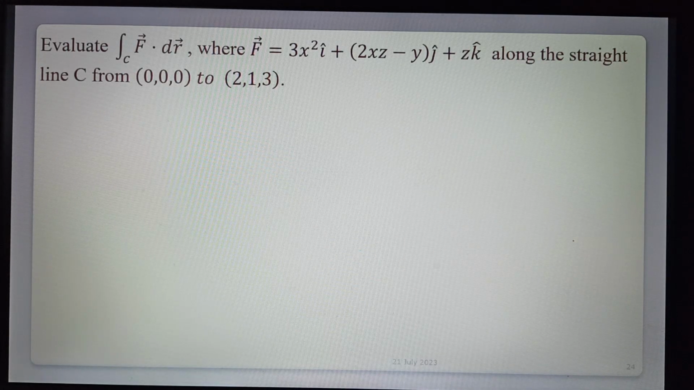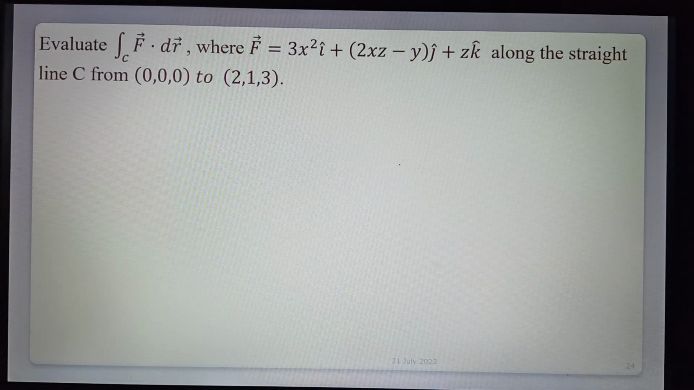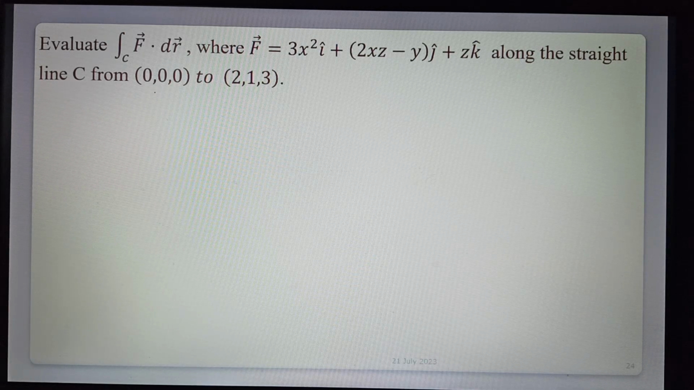So next one, evaluate the integral of F bar dot dr bar, where F bar is equal to 3x square i plus (2xz minus y) j plus z k, along the straight line C from the point (0,0,0) to (2,1,3). Here only the curve C is given, but not the equation of the curve. But the line is passing through 2 given points. First of all, find the equation of the curve.